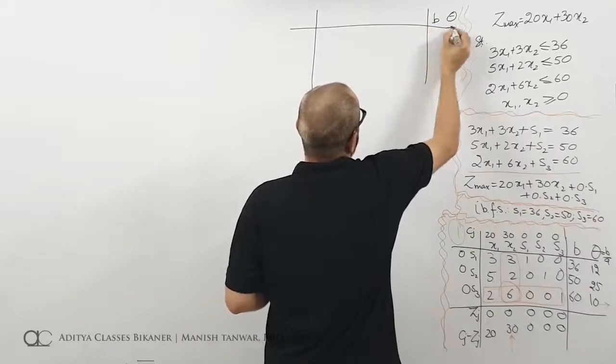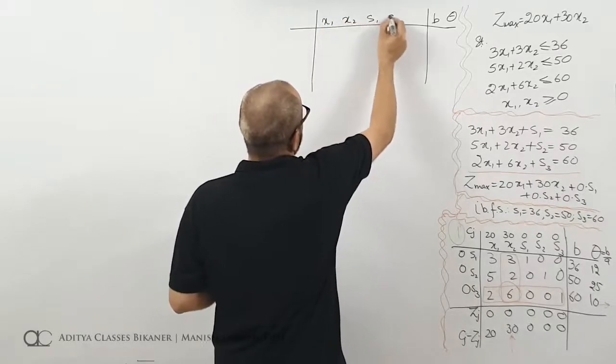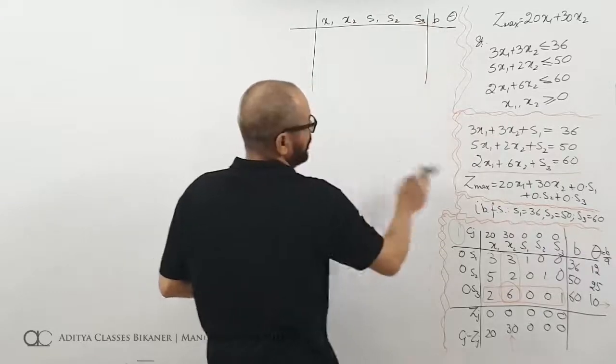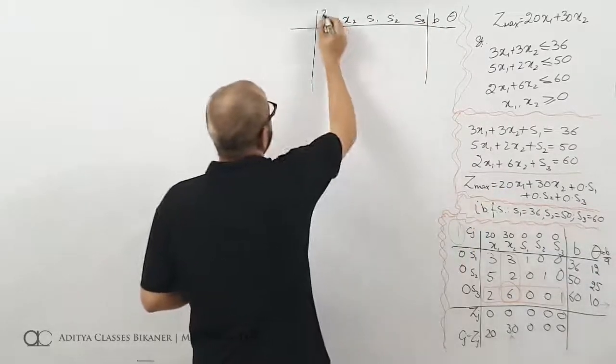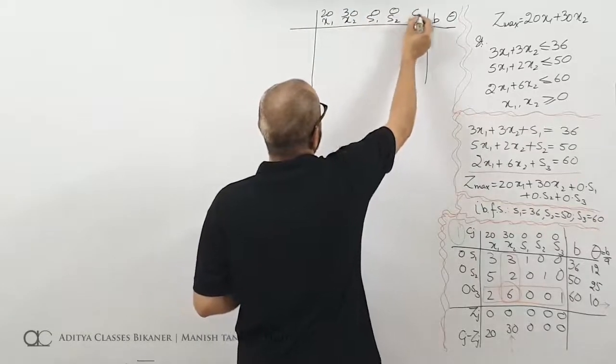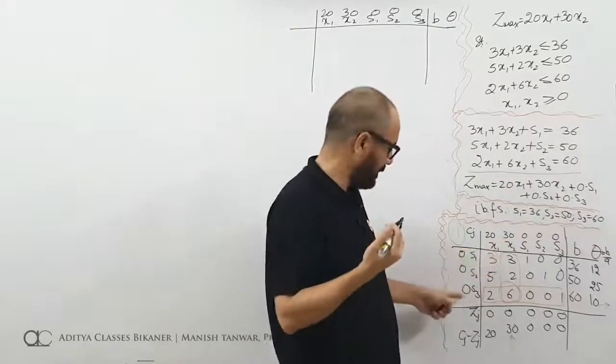B and theta, x1, x2, s1, s2, s3. Their contributions are 20, 30, 20, 30, 0, 0 and 0. Now, x2 is coming in place of s3.